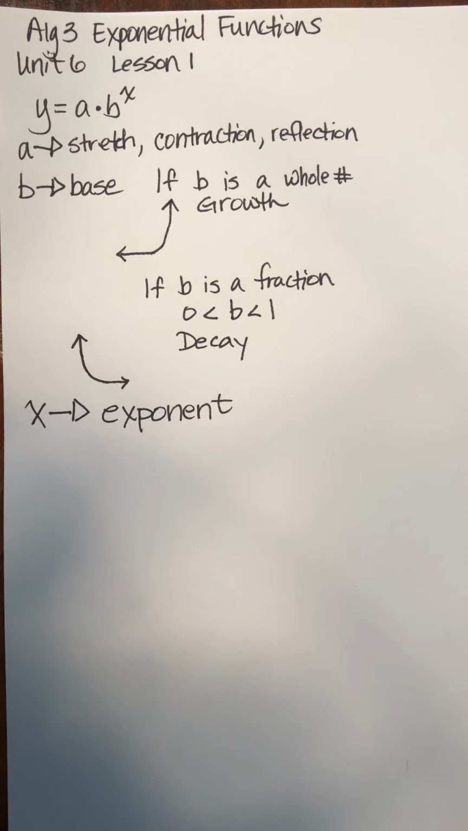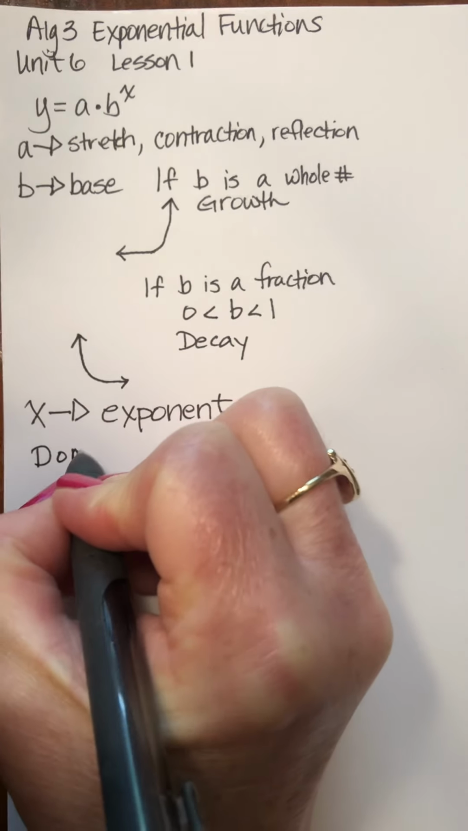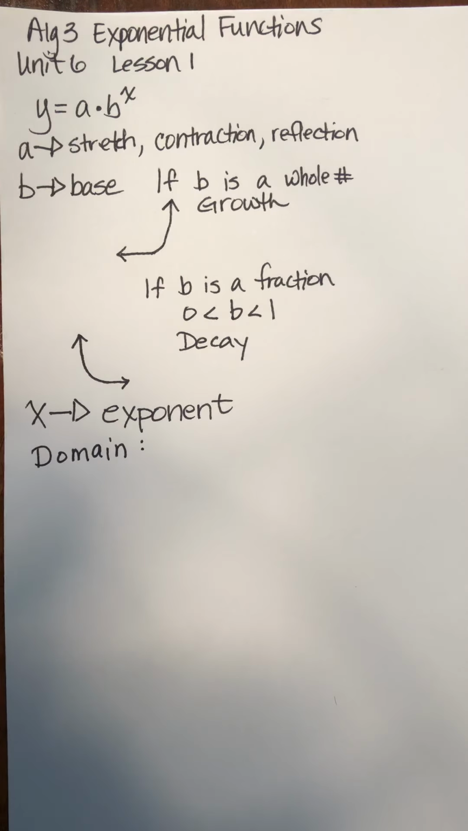Now there's some other information that I need to tell you as far as just looking at your form or looking at your equation, and that's your domain, range, horizontal asymptote, and y-intercept. When we're talking about the domain, we're talking about all the x values. And when we're looking at exponential growth or exponential decay, all of your x values are always going to be included. Nothing is ever going to be left out.